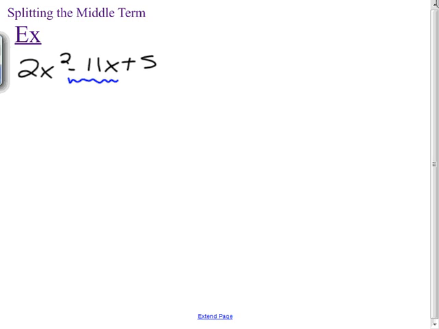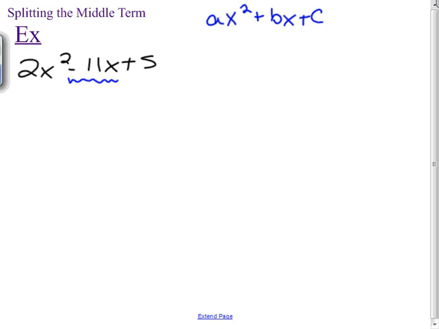So in order to do that, we have to look at what's called a product and a sum. Splitting the middle term works for everything that's in ax squared plus bx plus c form. That's how splitting the middle term always works when it's three items. Now, it could be an ax to the fourth plus bx squared plus c. It could be in quadratic nature. But there are some times it works and some times it doesn't work.